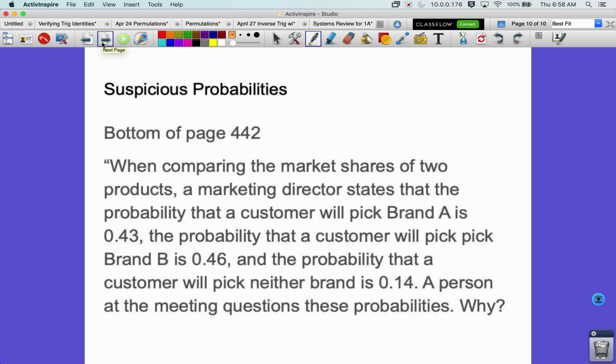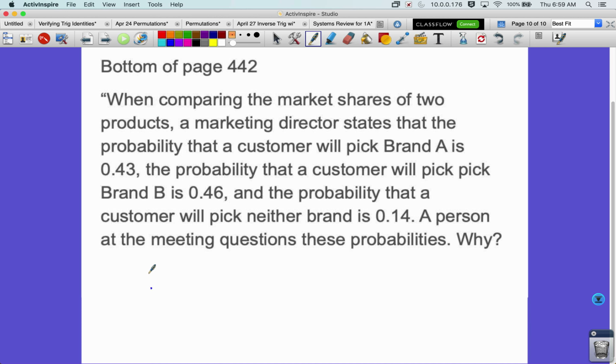Let's talk about our last problem. It's on the bottom of page 442. When comparing the market shares of two products, a marketing director states that the probability that a customer will pick brand A is 0.43. The probability that a customer will pick brand B is 0.46. And the probability that the customer will pick neither brand is 0.14. A person at the meeting questions these probabilities. Why?